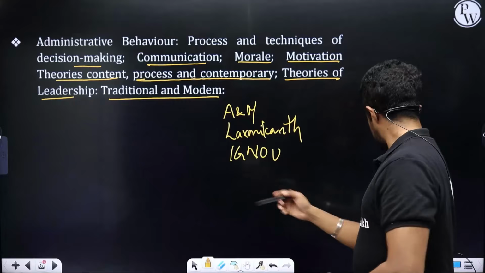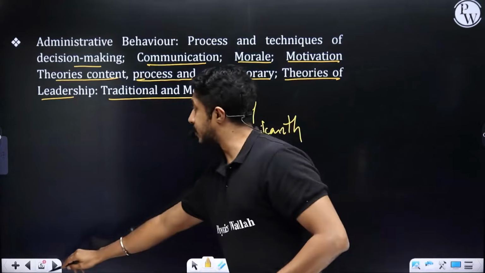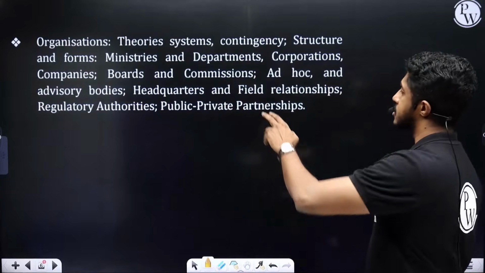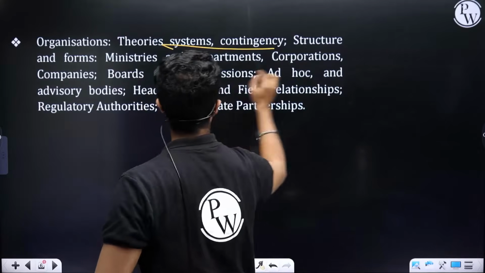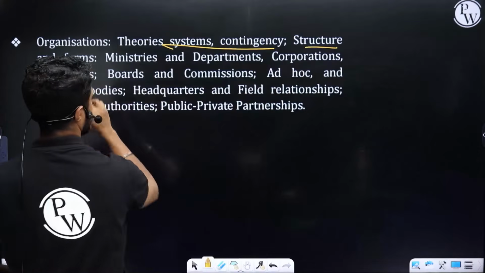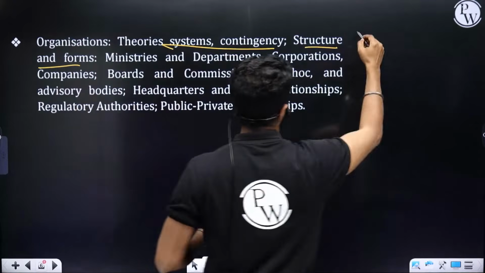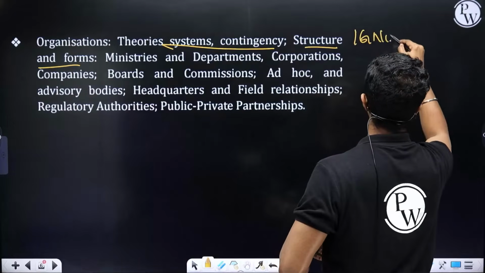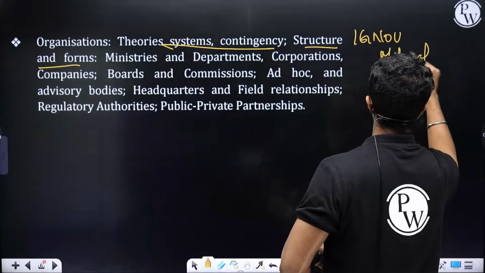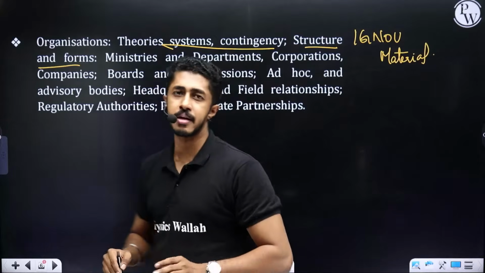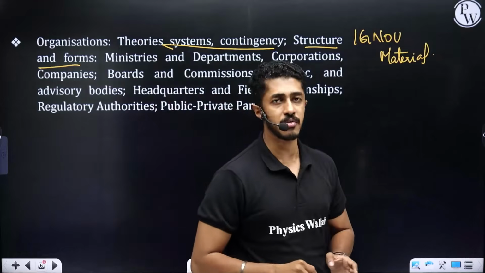All right. Then, moving further: organizations, theory, system, contingency, structure and forms. Till here, I would suggest IGNOU material. That is more than sufficient. They have given it in very simple and lucid language. It is easily available on the internet also. You may refer to IGNOU material for this.